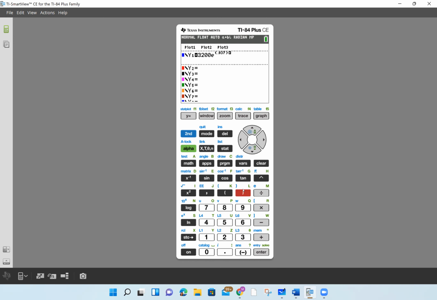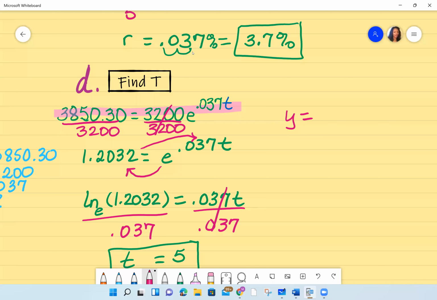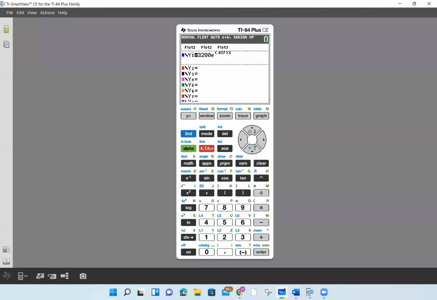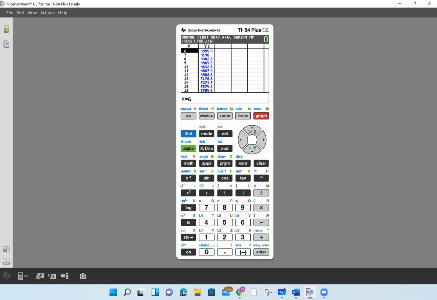0.037. Now, in this case, I can't use a T, so I'm going to have to use X, because I'm looking at my table and my table has X's and Y's. So if you look in front of where I just typed, there's a Y. Well, Y is equal to, in this case, 3850.30. So Y is being substituted with that. So what I'm going to do is go to my table and I'm going to look. So to get to your table is second graph. And what I want to look for is where exactly is Y 3850.